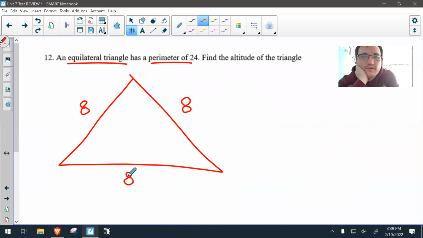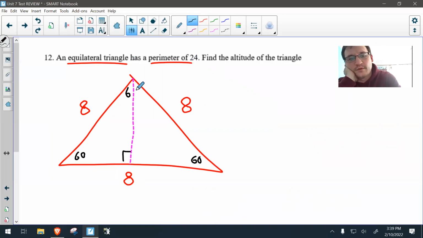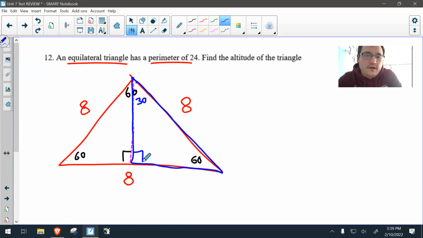All right. So find the altitude of the triangle. Remember, the altitude starts at a vertex and it goes straight down. It's going to make a 90-degree angle. One piece of useful information on an equilateral triangle is that all three angles are congruent, so they're all 60. So let's focus in on this triangle right here. What we get is a 30, 60, 90 triangle.